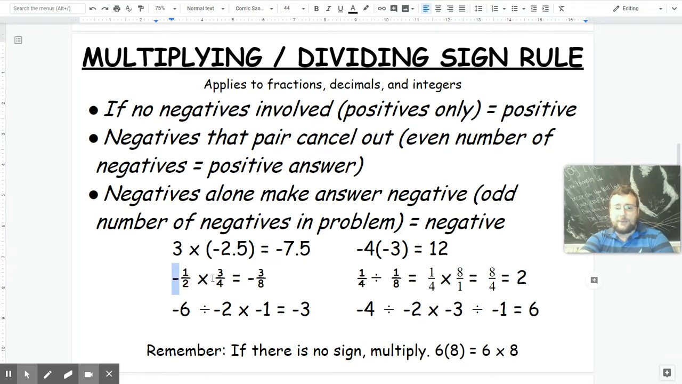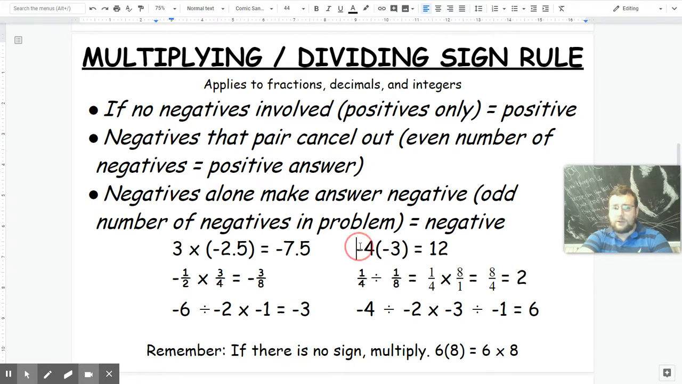If you do 1/2 times 3/4, and we'll talk more about how to multiply fractions in a different video, you should get 3/8. But because there's only one negative in that problem, the answer is again negative. How about here? -4 times -3. By the way, here's another way of writing multiplication. You can write multiplication without actually writing the sign at all. Remember, if there's no sign, multiply. So if there's a number in parentheses like this, there's a multiplication implied. Either way, 4 times 3 is just 12.